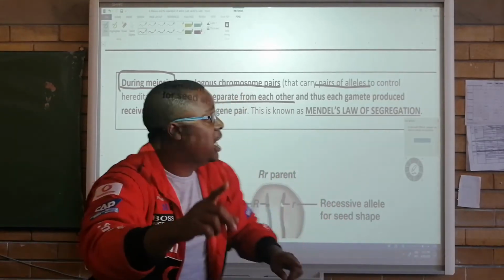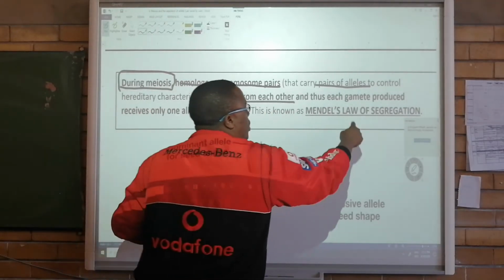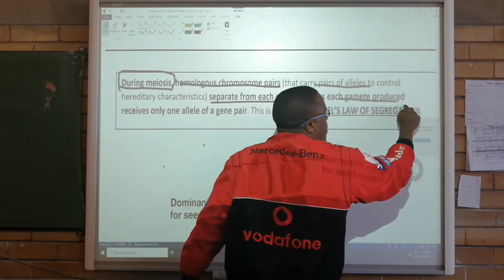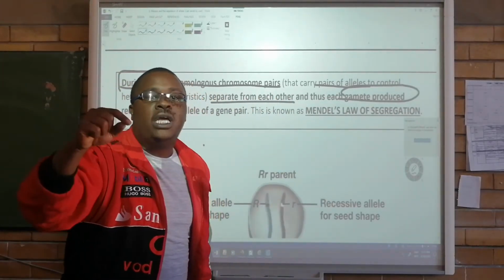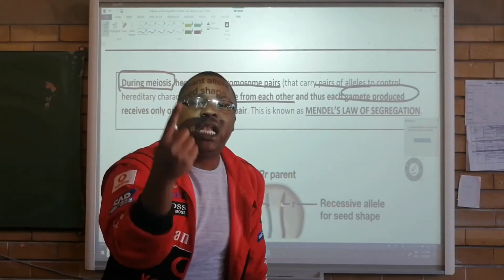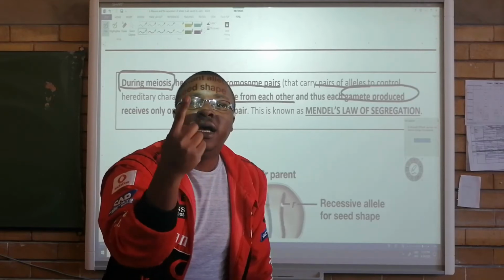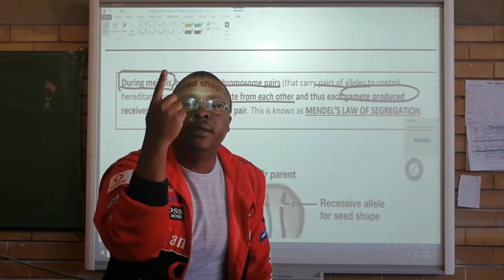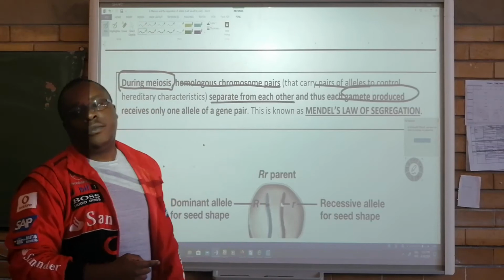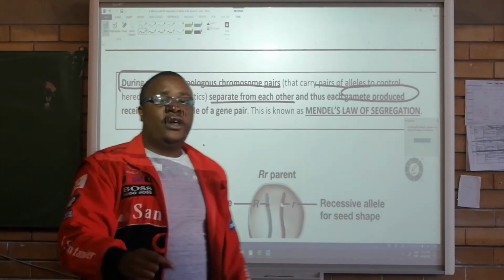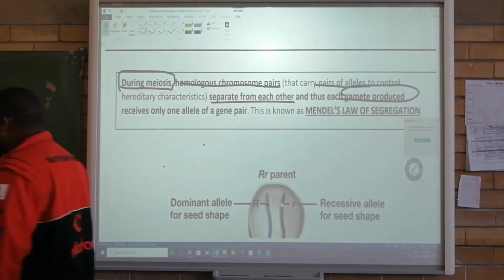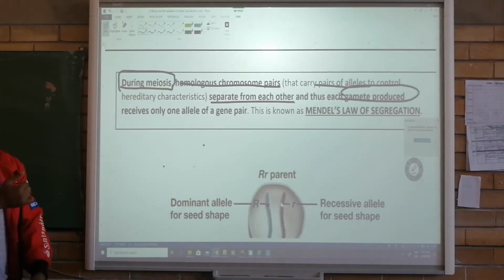And every time when they separate and go into a new gamete produced, that new gamete is going to carry only one allele of a gene pair. If you didn't get that, I advise you to rewind, because you need to get this for us to know where we're going.